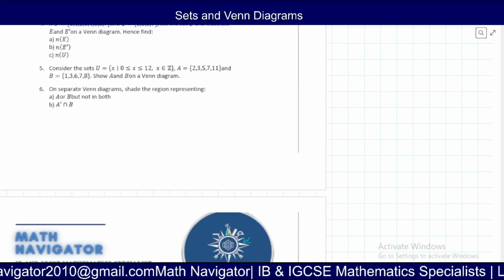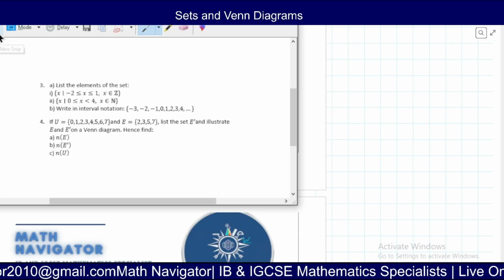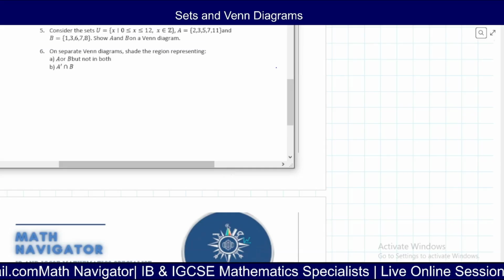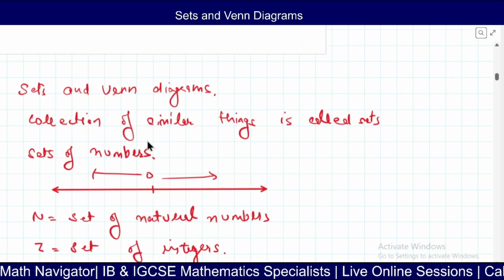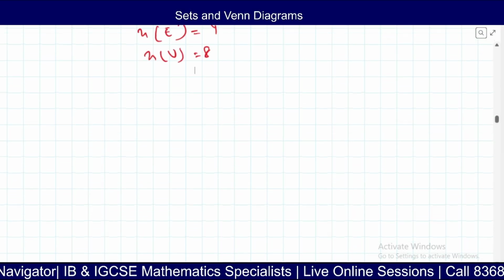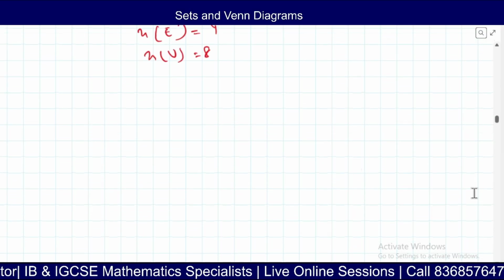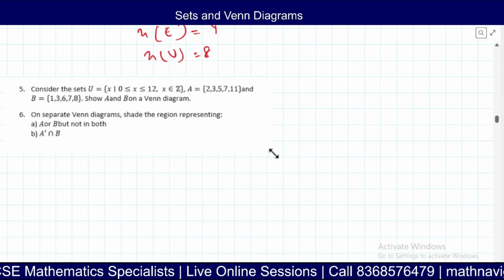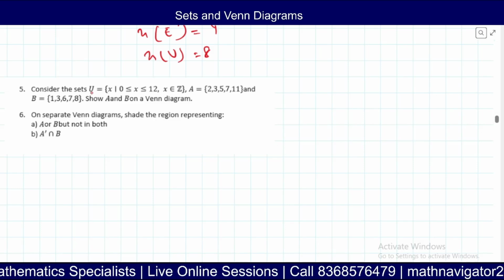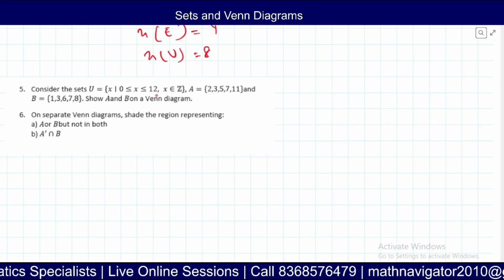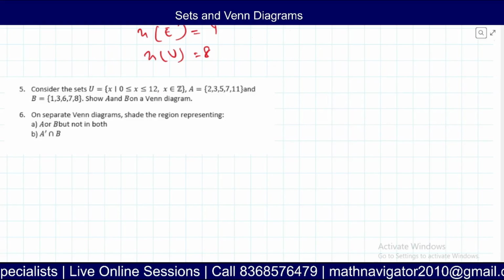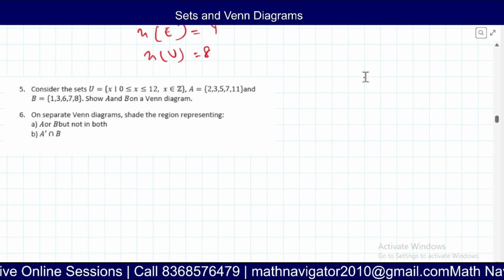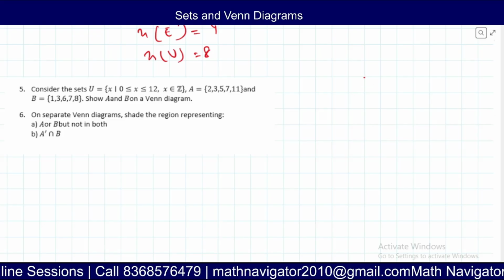So let's take this. So consider the sets, U is this, A is this. So this is from 0 to 12. So again, I'll make something like this. Let me make it quickly.